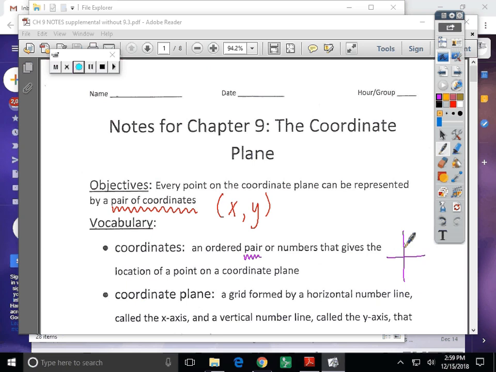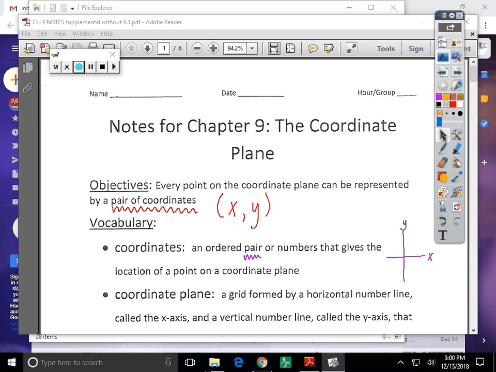Now it goes on to tell us that we're going to study the coordinate plane, which is a grid formed by the horizontal number line, sitting right here, also known as the x-axis, and the vertical number line called the y-axis, located right here. And again, notice how these intersect. It's very similar to your equator and your prime meridian intersecting here, like you have talked about in social studies already.